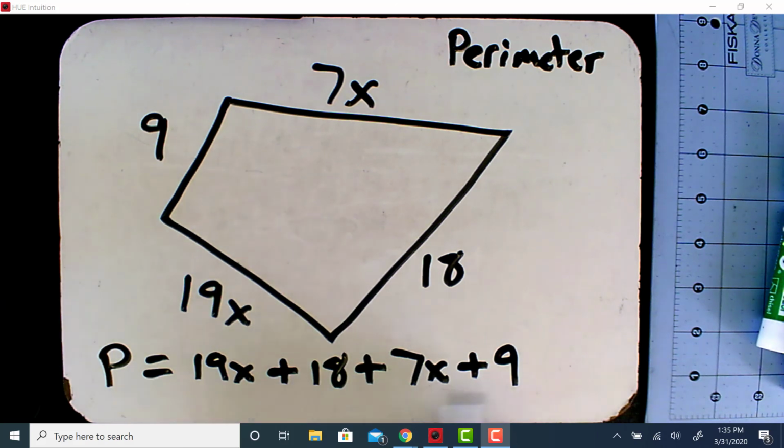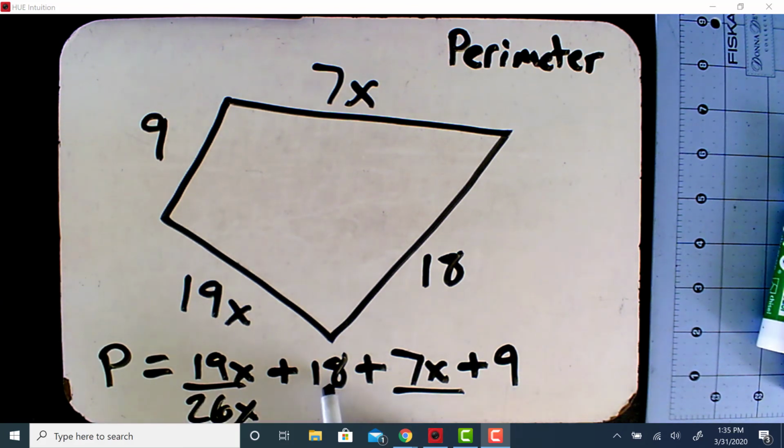But you'll notice that this is a really long expression. And I've also got some like terms in it. So I could make it simpler by combining those like terms. So I've got 19x and 7x. 19 plus 7, that's going to get me 26x.